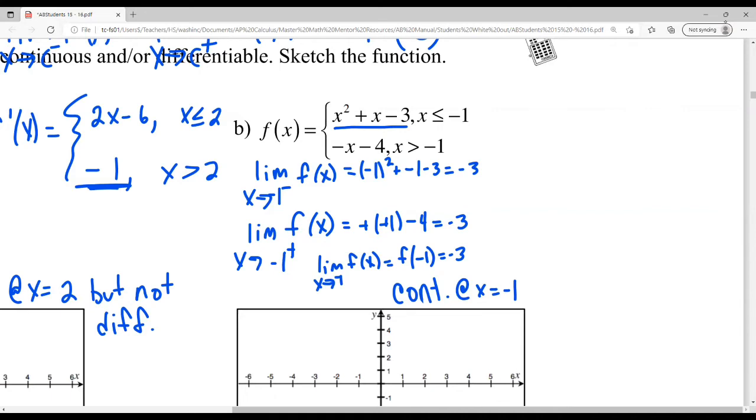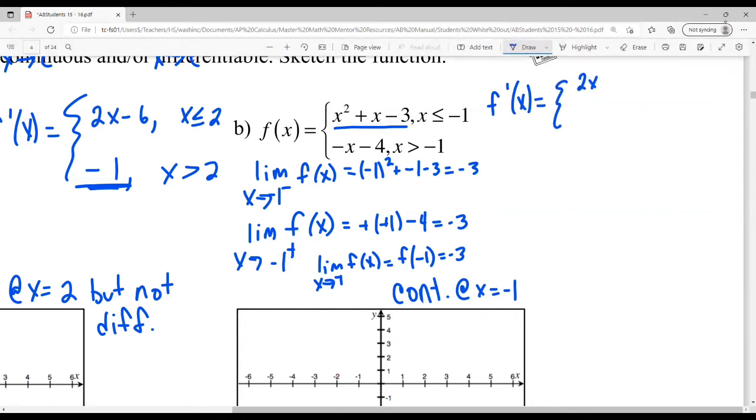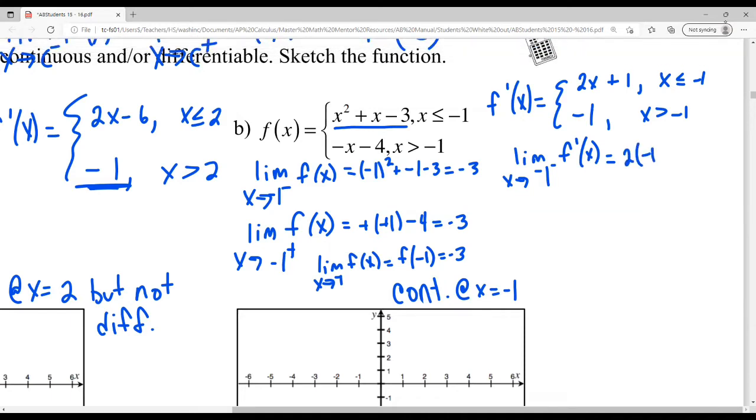Now we're going to check to see if it is differentiable. So the first thing we need to do is find the derivative, f prime of x. The derivative is going to be equal to 2x plus 1 for when x is less than or equal to -1, and -1 for when x is greater than -1. So we're going to check the limit as x approaches -1 from the left of the derivative. We're going to plug in -1 into the top function because that's approaching it from the left. So we get 2 times -1 plus 1. 2 times -1 plus 1 is -1. And the limit as x approaches -1 from the right of the derivative would be -1.